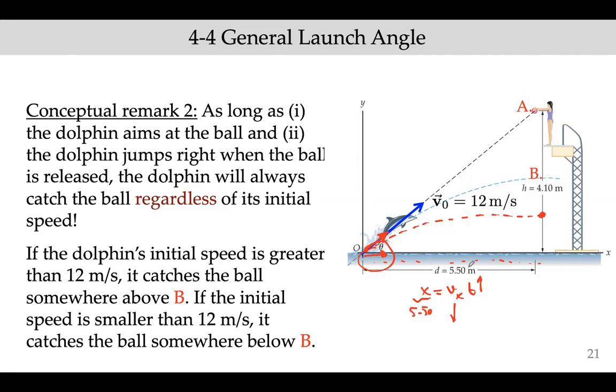So this is interesting: as long as these two conditions are satisfied, if you change the gravity, or if you change the initial velocity of the dolphin, nothing changes. In each case, the dolphin catches the ball.